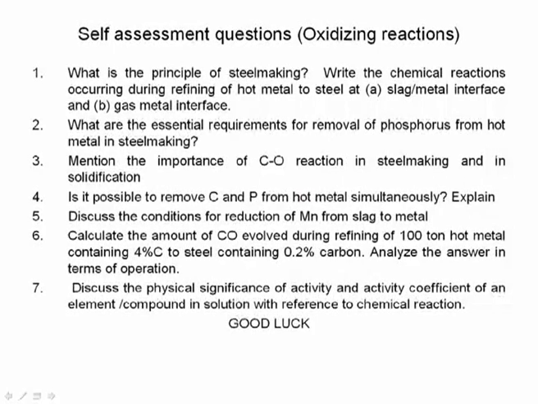Now, I will give you the references and the questions for self assessment. Here are some questions for your self assessment on the oxidizing reactions. What is the principle of steel making? Write the chemical reactions occurring during refining of hot metal to steel at slag metal interface and gas metal interface. Already I have given. Second, what are the essential requirements for removal of phosphorus from hot metal in steel making? Right now we have discussed. Mention the importance of CO reaction in steel making and in solidification. Both things I have discussed.